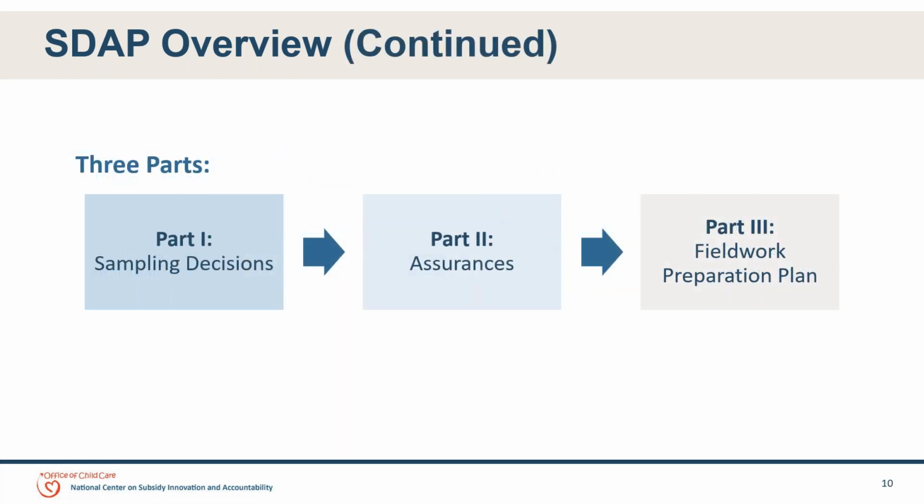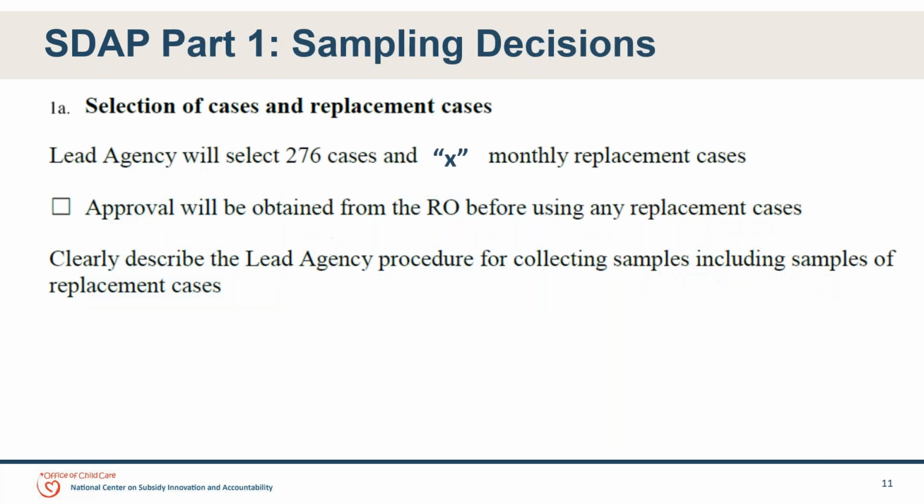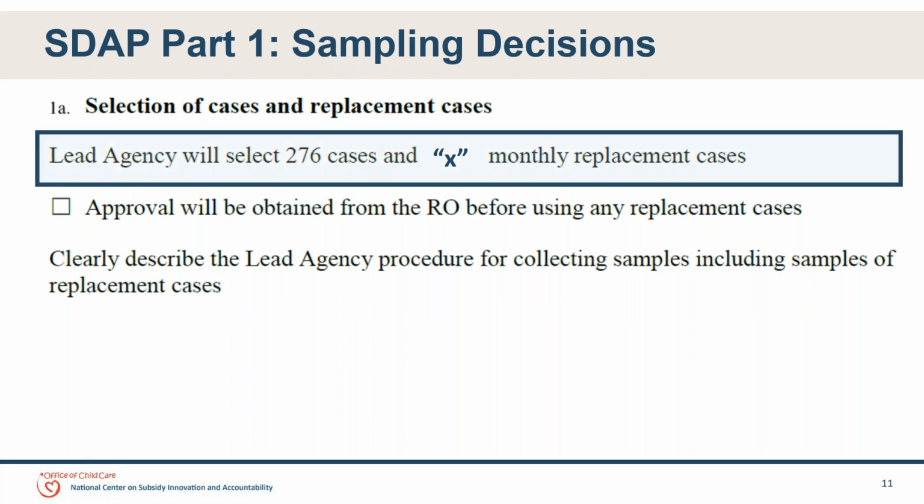The SDAP consists of 3 parts, and we're going to spend the next few minutes walking through all of the items in each part, starting with sampling decisions. The first items in part 1 of the SDAP are all about selecting cases and replacement cases. In the first item, you'll share how many replacement cases you'll be drawing.